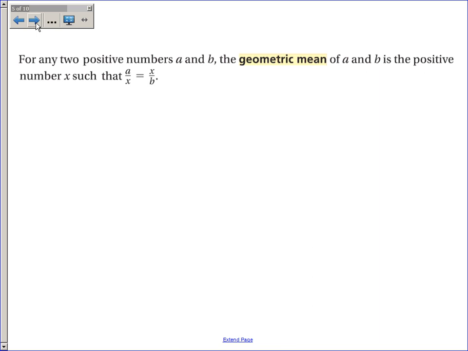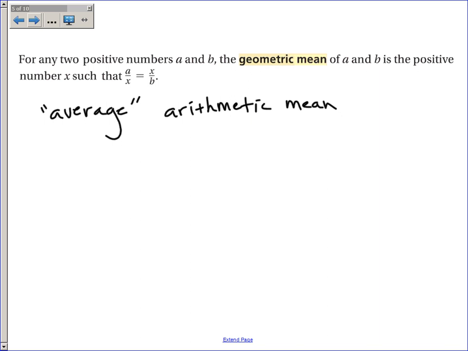Okay, we need to switch gears a little bit and talk about something called the geometric mean. Now, before I discuss the geometric mean, I want to take a step even further back and talk about what you usually call the average. Okay, and another name for the word average is the arithmetic mean. Okay, the average or the arithmetic mean of two numbers.